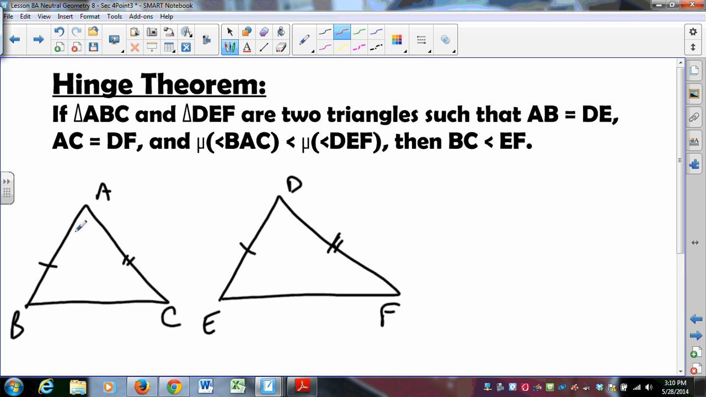Here's the claim. If this angle is smaller than that one, then this side has to be smaller than that one. That's the way the Hinge theorem goes. So the Hinge theorem comes third because we need the others to get it, and this is the way we're going to get it.